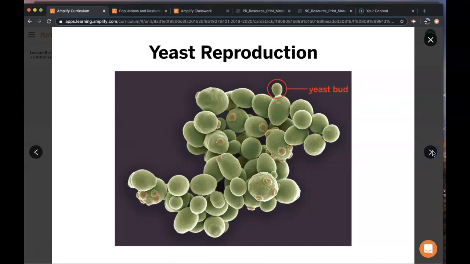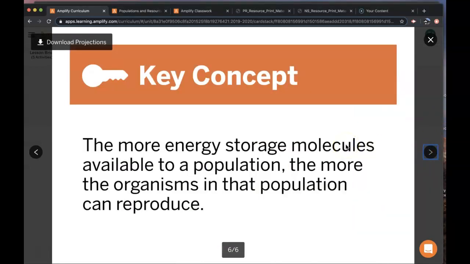So this leads us to our next key concept, and that is that the more energy storage molecules available to a population, the more organisms in that population can reproduce. And this makes sense. We have evidence for this in our experiment.